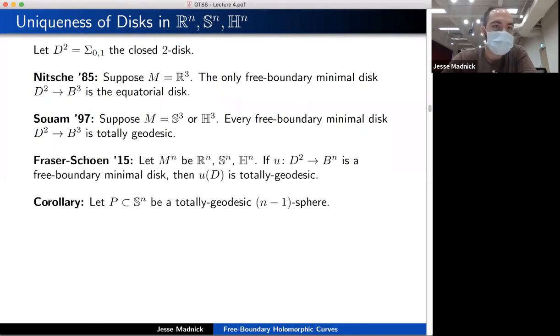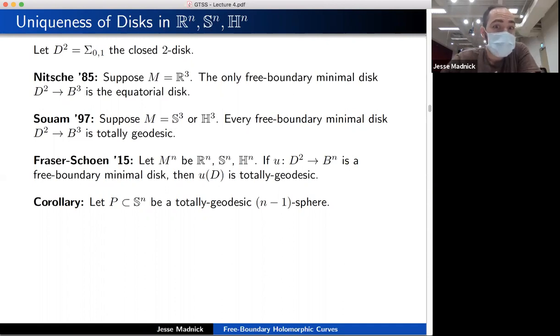These 2 results were then generalized further by Fraser and Schoen. So if M is Rn, Sn, or Hn with their constant curvature metrics, then in general, if you have a free boundary minimal 2-disk, there's only one option. It has to be totally geodesic. I want to discuss the proof of this a little bit, because it was very motivating for my own work.